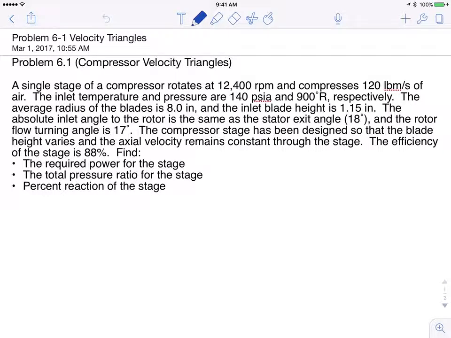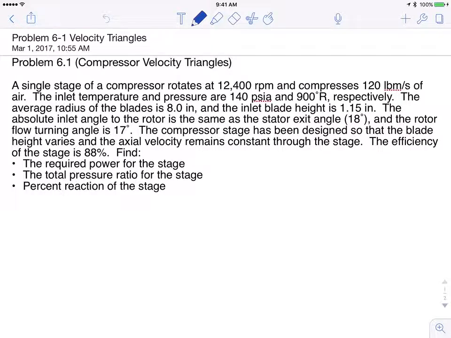In this problem, we're going to be working through problem 6.1, which deals with the velocity triangles in an axial compressor. The problem statement says that we're dealing with a single stage of a compressor rotating at 12,400 RPM and compressing 120 pounds mass per second of air. The inlet temperature and pressure are 140 psia and 900 degrees Rankine, respectively.